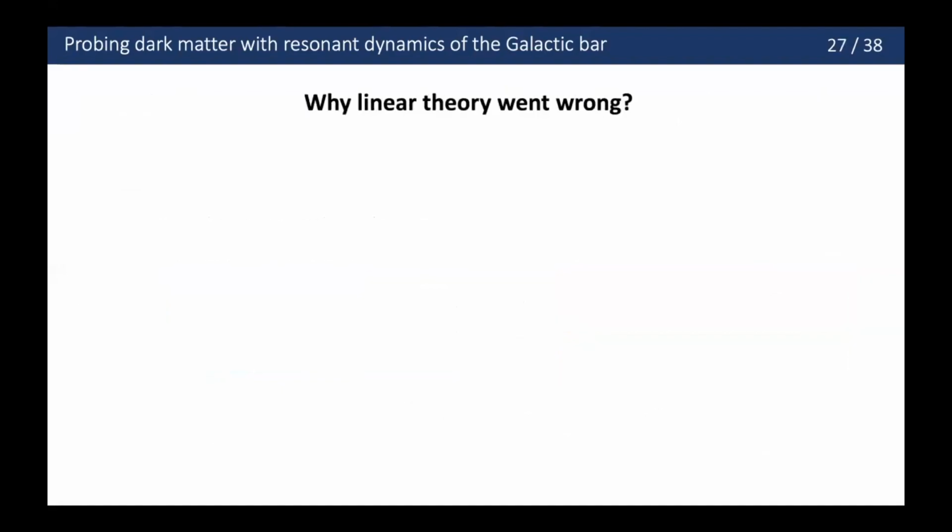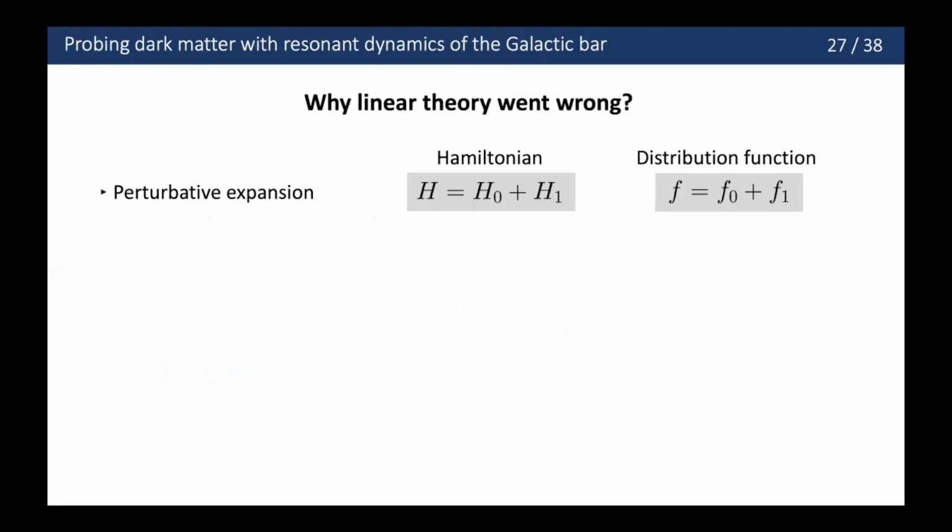Okay, so why did linear theory go wrong? As I said, linear theory is based on the linearized version of the Boltzmann equation. Let me just describe what that actually is. The basic idea of linear theory is to decompose the Hamiltonian and the distribution function into an unperturbed part and a perturbed part.